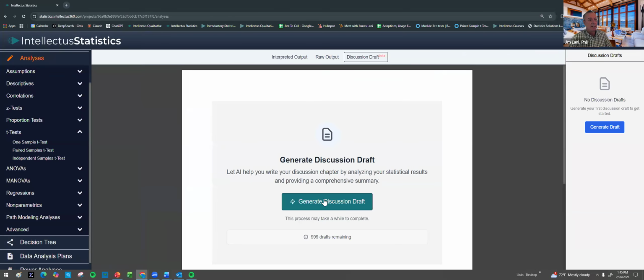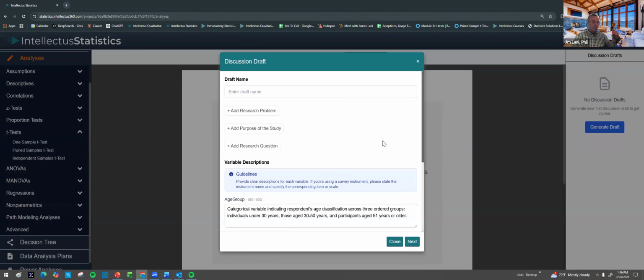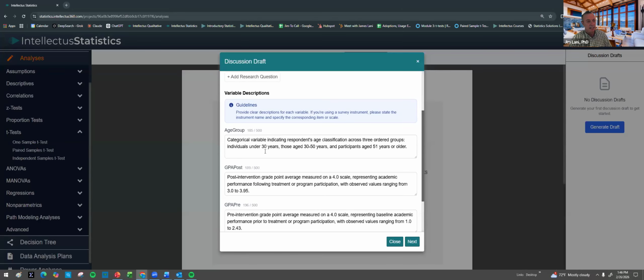So once you click on discussion draft, what it's doing is looking at your output, your results document, and identifying each of those variables. And then you have to put in a discussion draft name. You should add your research problem or study aim or research question. Age group, it has figured that out. Post GPA, grade point, it figured that out.